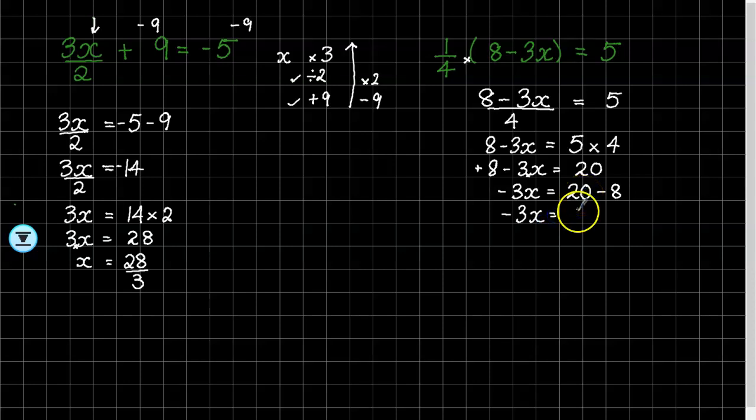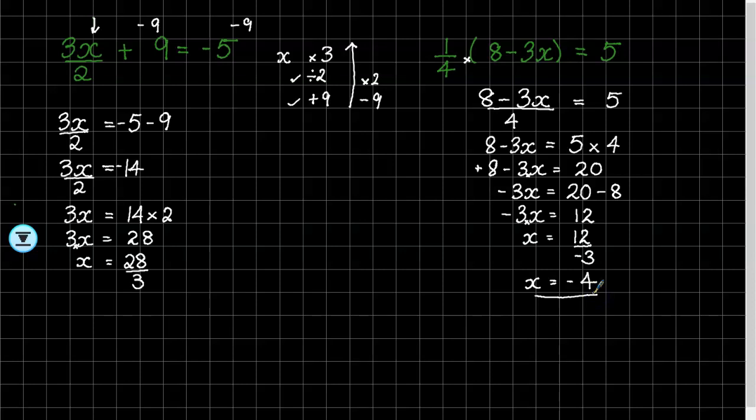20 take 8 is 12. Now you could solve it from here. Minus 3 times what gives me 12? So if you can't see what it is, to get rid of a times, we're going to divide. So that means x is 12 divided by negative 3. And you won't leave it like that. We'll say, okay, a positive and a negative gives you a negative, and 12 divided by 3 is 4. And that's your answer.